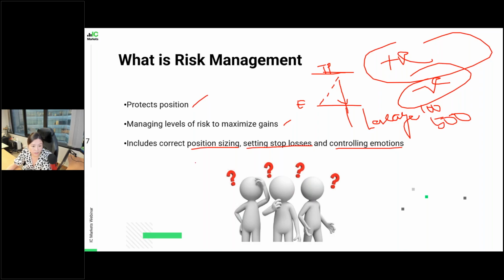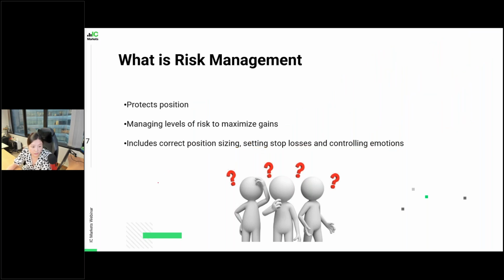And how does a trader do this? Oops, sorry, let me erase this. And how does a trader do this? So risk management will include all these 3 points that I will talk about later on.